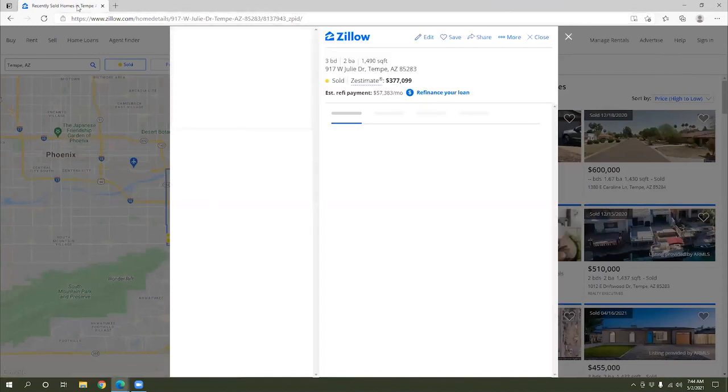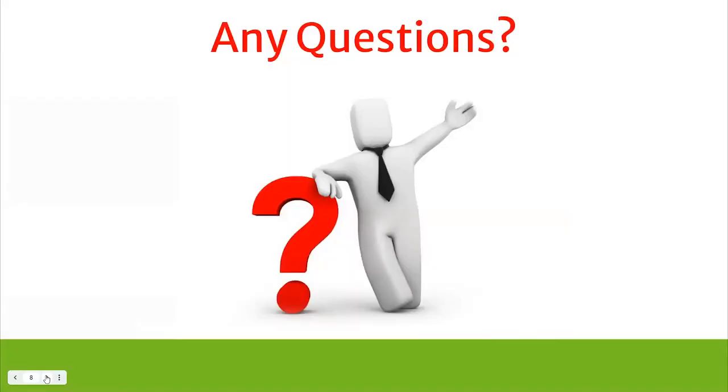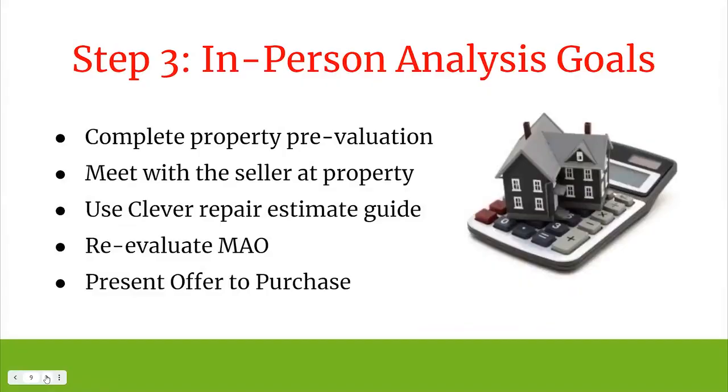All right, let me move this back out of the way. So that was that one, and let's go in. It's really short, but I think it's still very significant. This is the next step. Remember that analyzing a property has 3 steps. We had the on-the-phone discussion with the seller, the desktop analysis that we just went through, and then your in-person analysis goals.